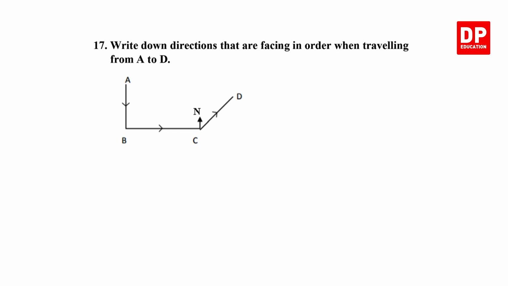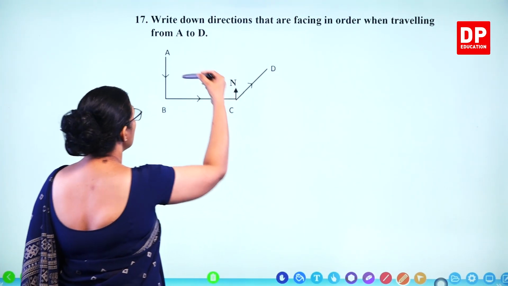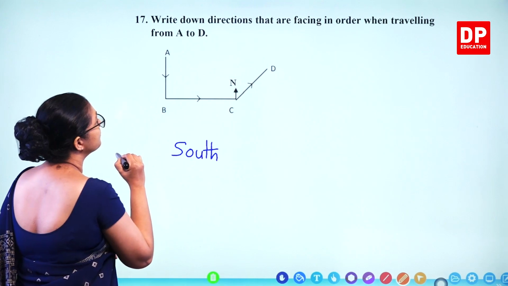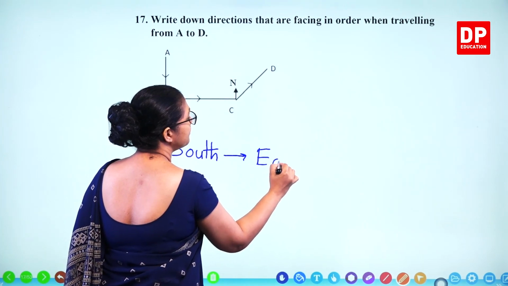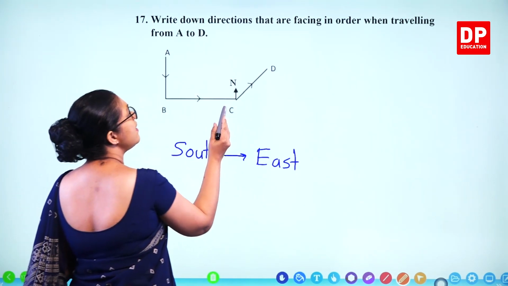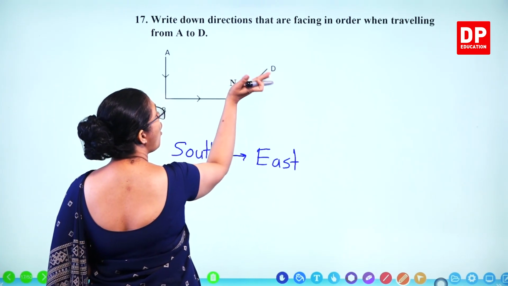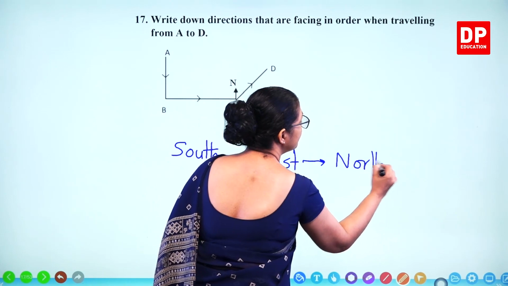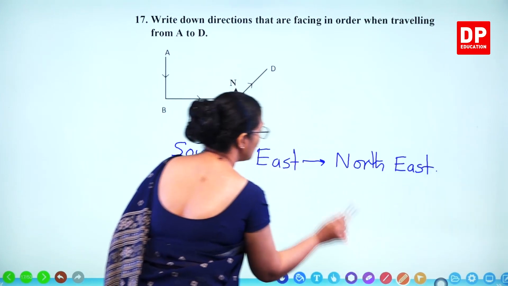Question number 17. Write down the directions that are faced in order when traveling from A to D. A to D. North side is given this way. So here this is going down. So that means first south direction. Then to this side, that means east. And then this way. So if this is exactly 45 degrees, we know this is from north, this direction, northeast. So 2 marks for the whole thing.